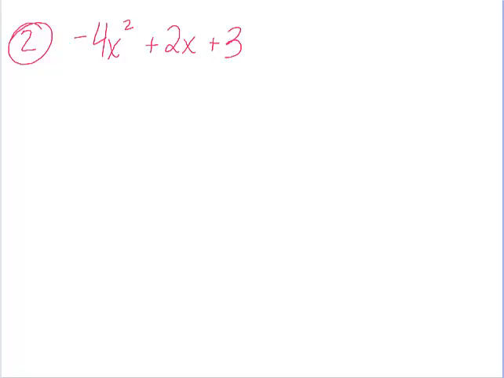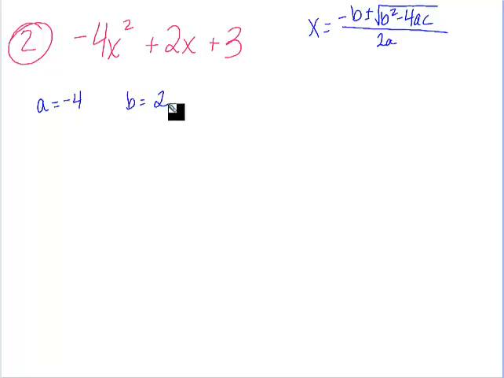So. All right, our formula: x equals negative b plus or minus the square root of b squared minus 4ac all over 2a. We need to know what our a is, what our b is, and what our c is. Yes? A is negative 4, b is 2, and c is 3. Yep, a is equal to negative 4, b is equal to 2, and c is equal to 3.